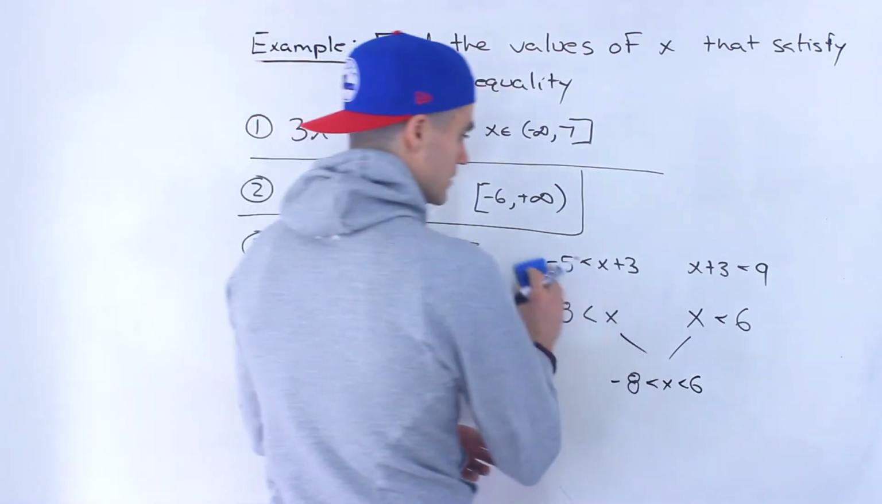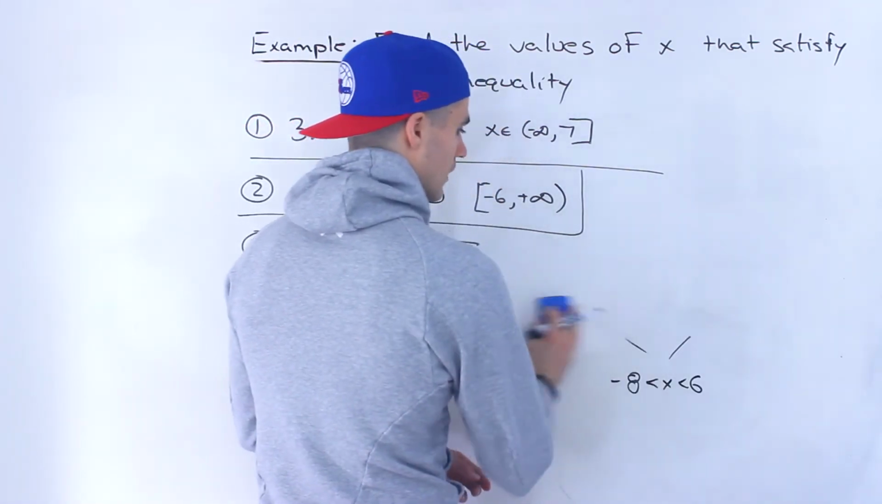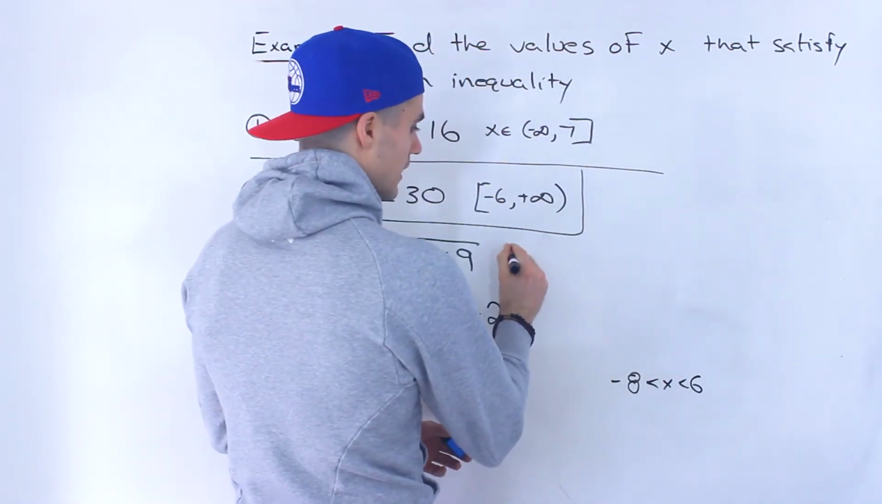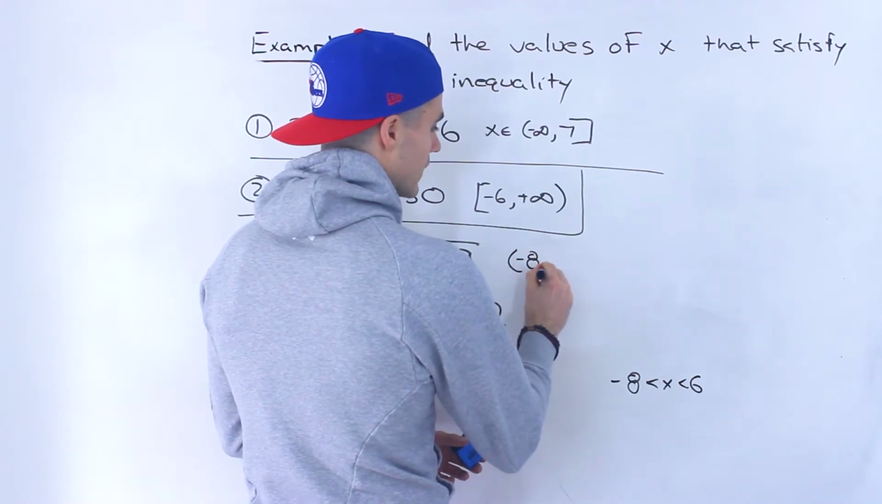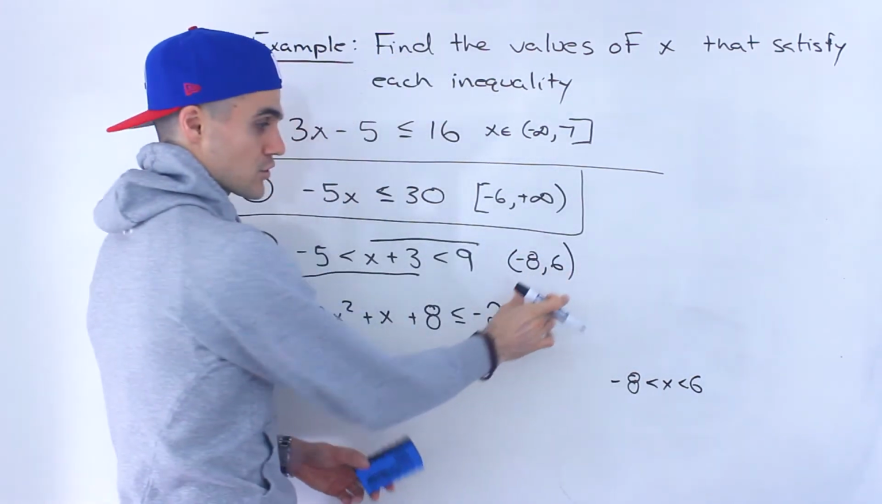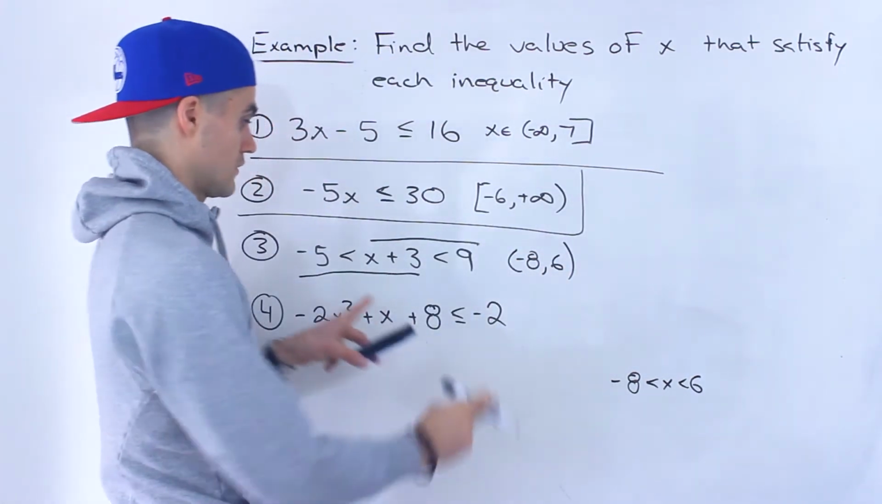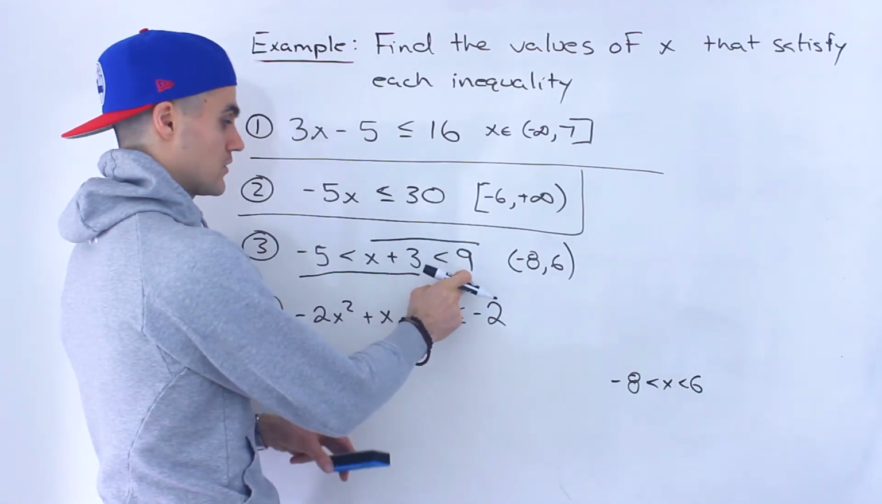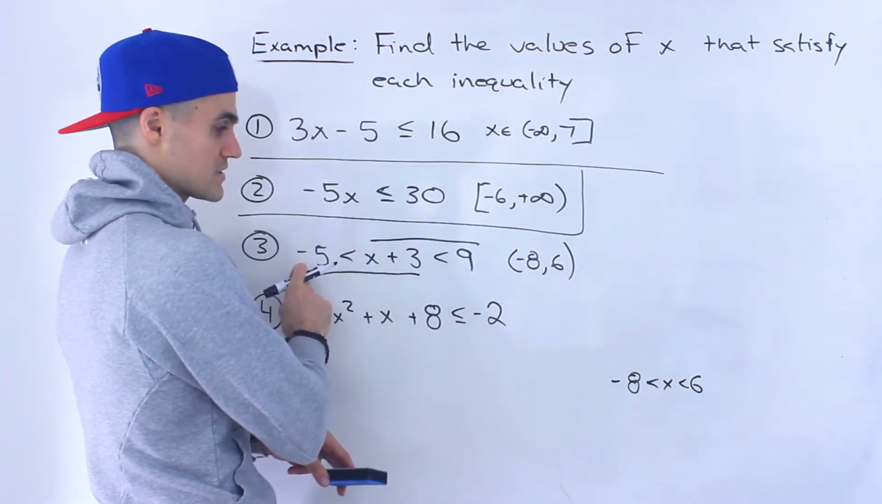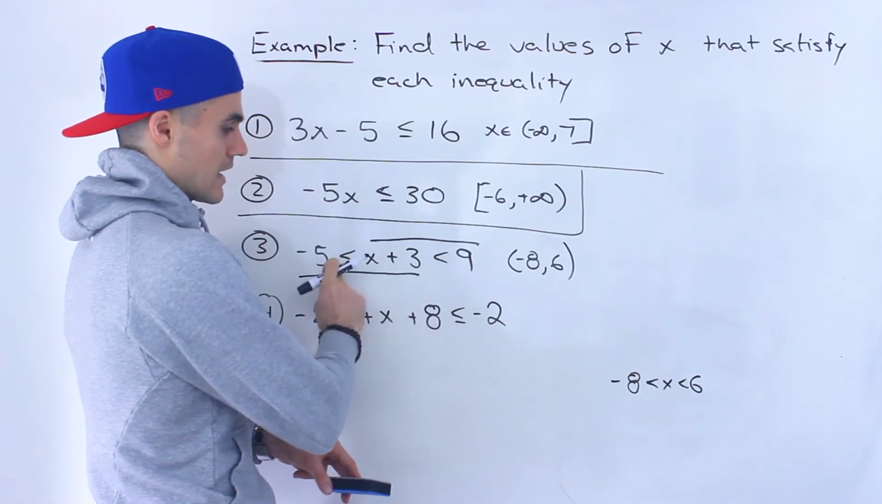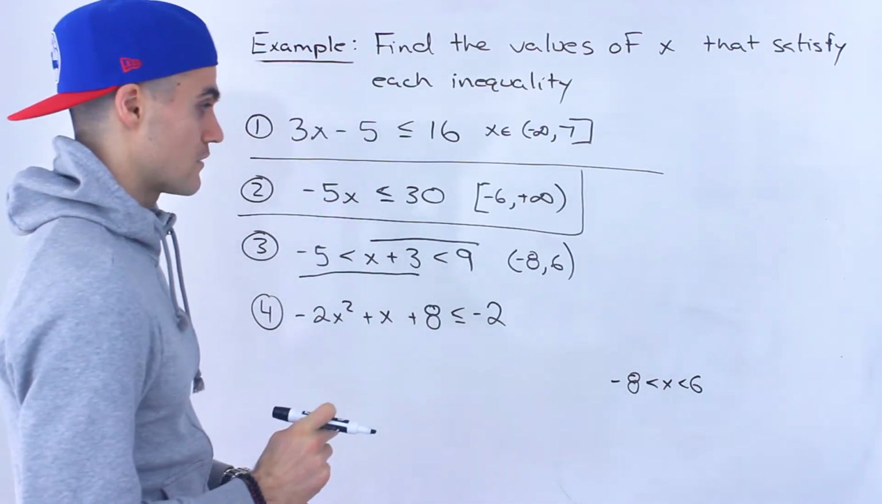Another way to show this is to say x is between negative 8 and 6 with circle brackets, because it's not inclusive of those. It wasn't less than or equal to 9 or greater than or equal to negative 5. It was just less than 9, greater than negative 5.